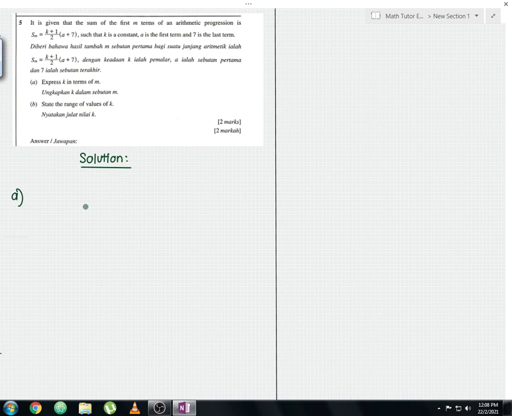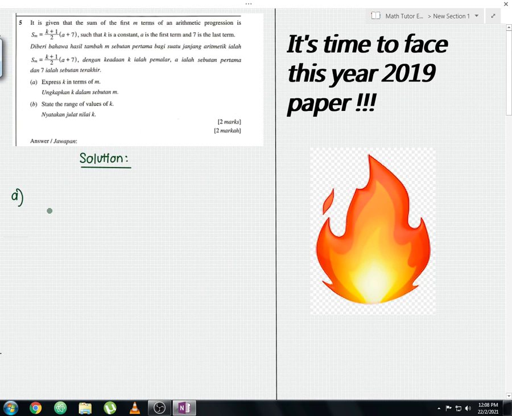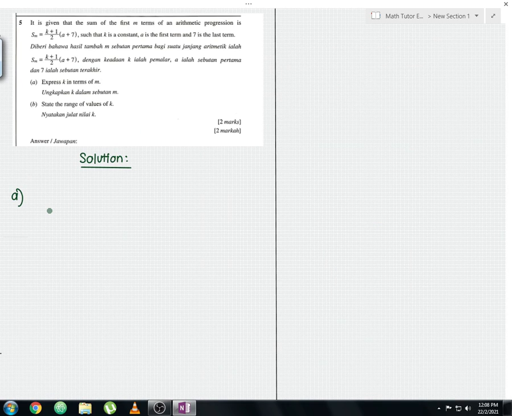This question number 5 is not literally testing you on the calculation, but on the understanding of the progression. In this case it is the arithmetic progression. Within the arithmetic progression, you have two ways to calculate the Sn, which is the sum of n terms, guys. So we're going to look at one of the formulas. Let us start to solve part A.